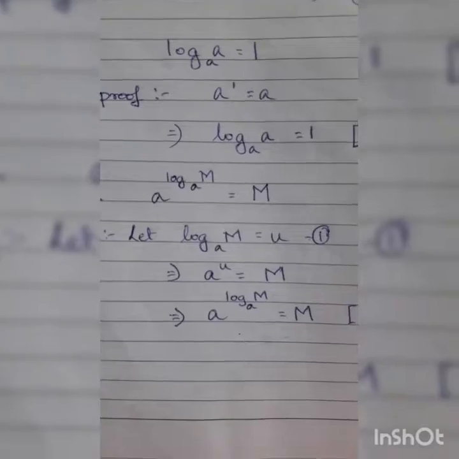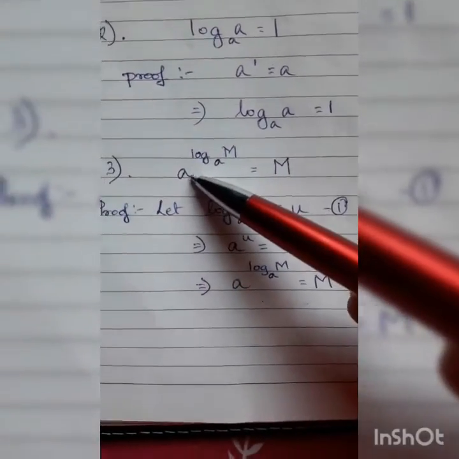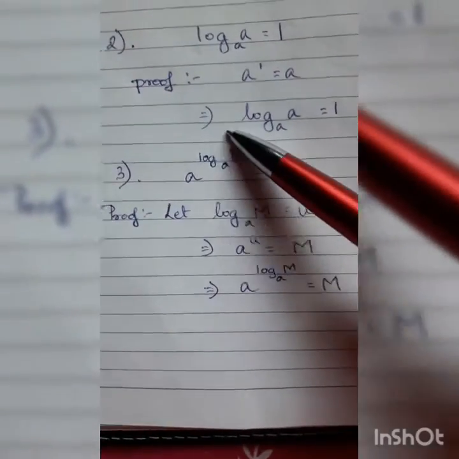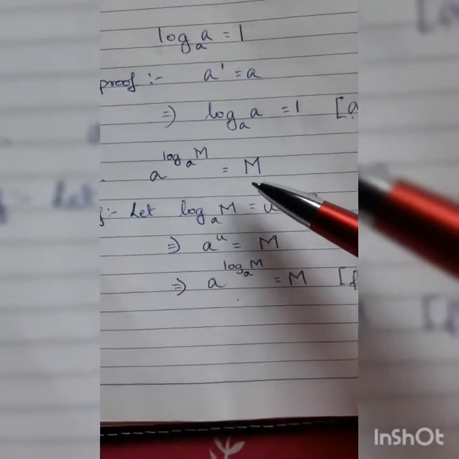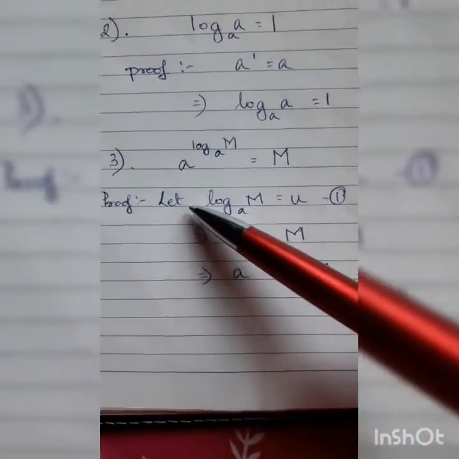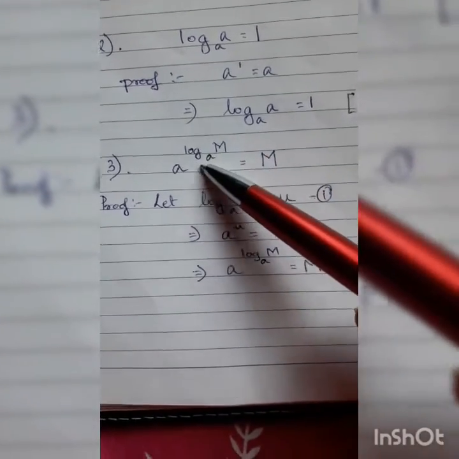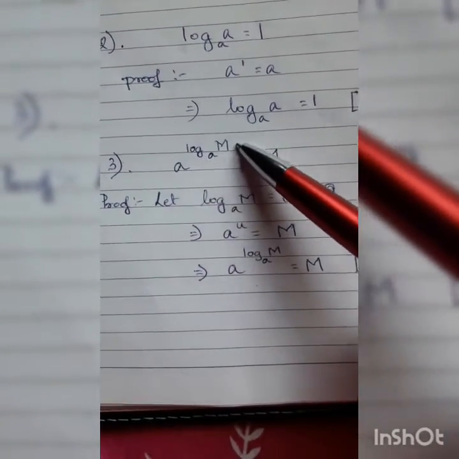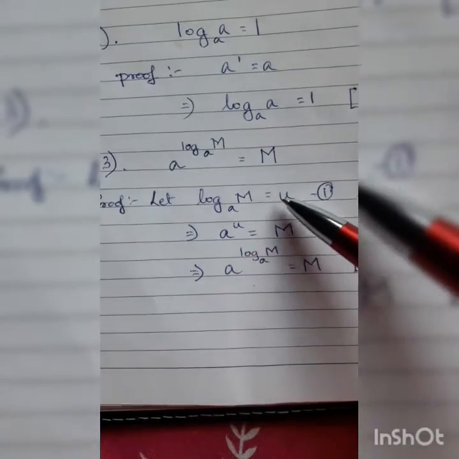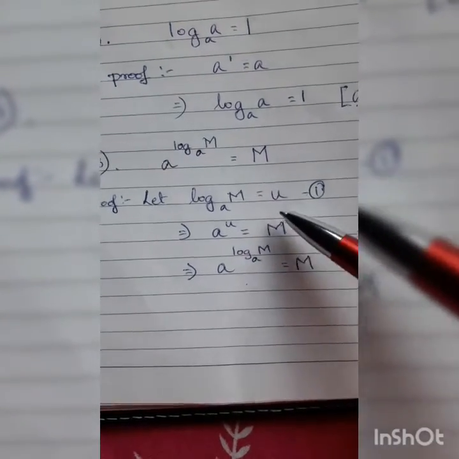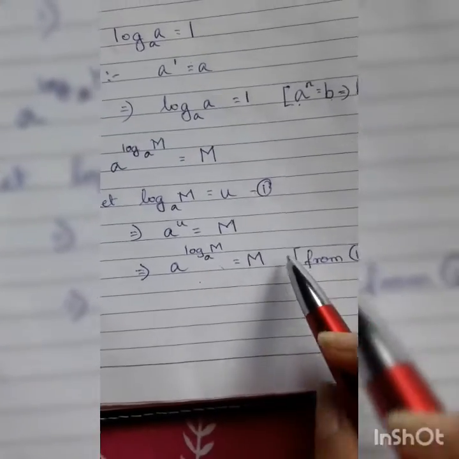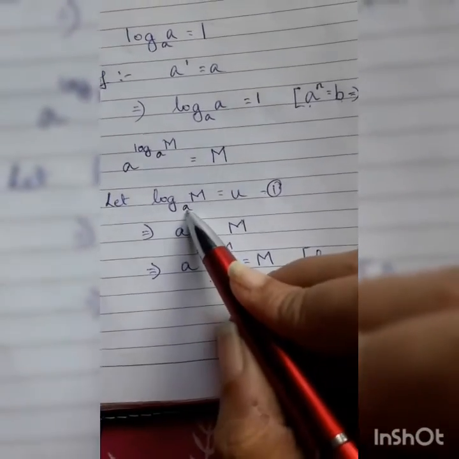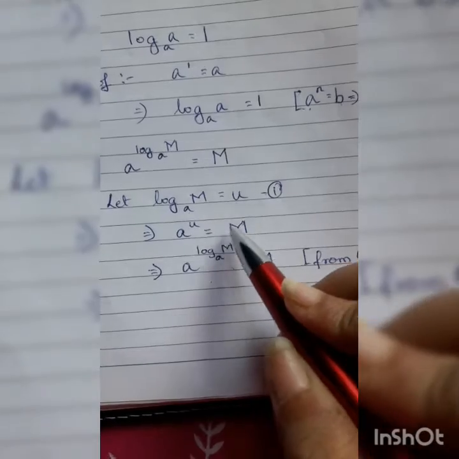In our formula number 3, we have a to the power of log m to the base a equal to m. Let us see how this is true. Let log m to the base a, this power at the top of a, equal u. u is any real number. Then from the definition of logarithm, we can say a to the power of u equals m.